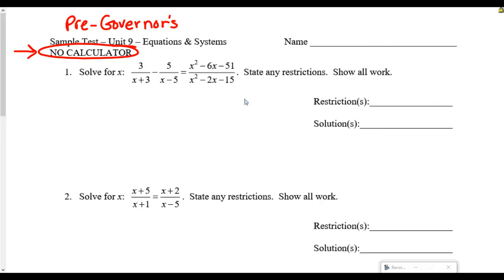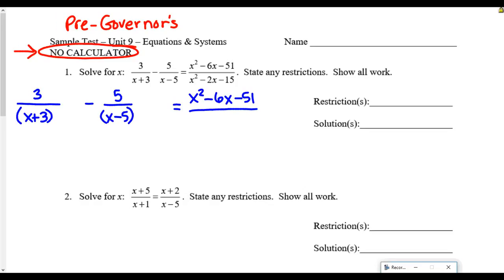So to find the restrictions, we need to know where the bottom is equal to 0. So I'm going to start by factoring this thing. I just rewrote that spaced out a little bit, and now I'm trying to factor this denominator right here, which was the only thing that wasn't factored. So I'm looking for what two things multiply to negative 15 and add to negative 2. So that would be x minus 5 and x plus 3.